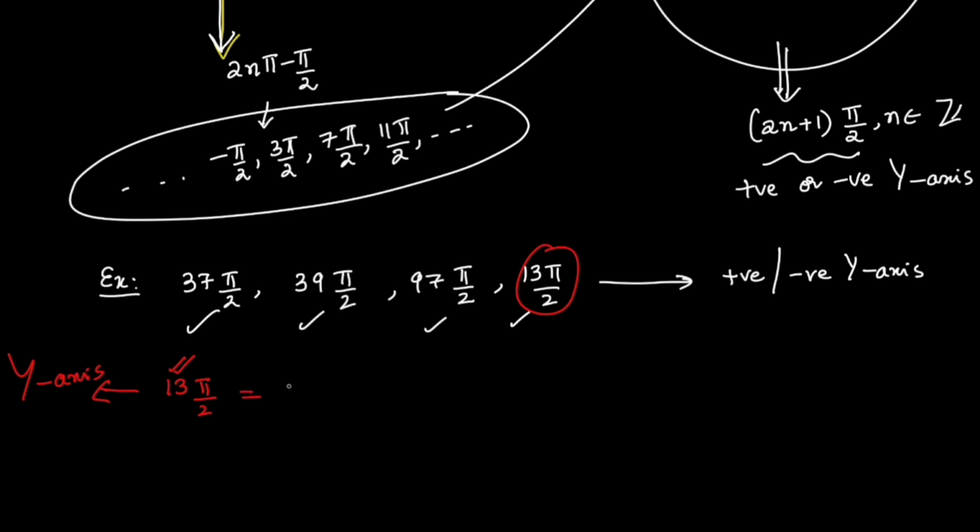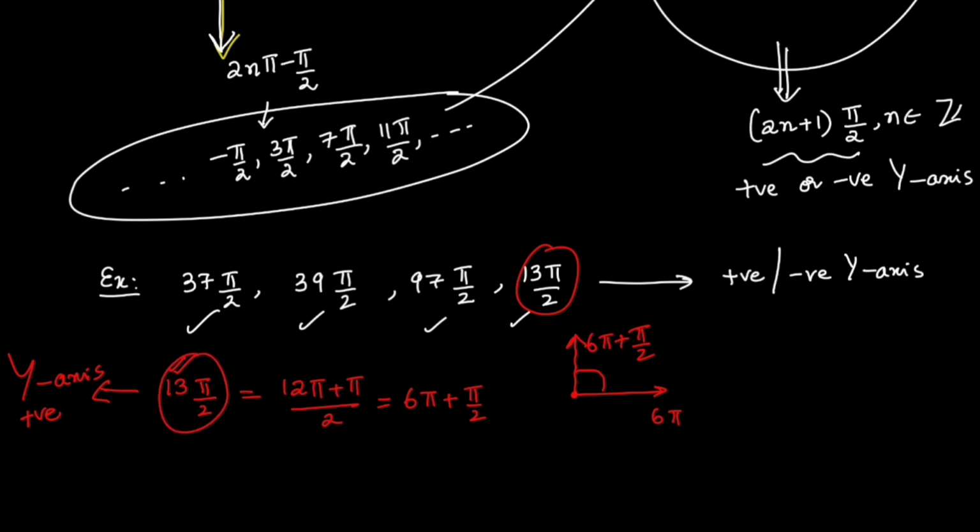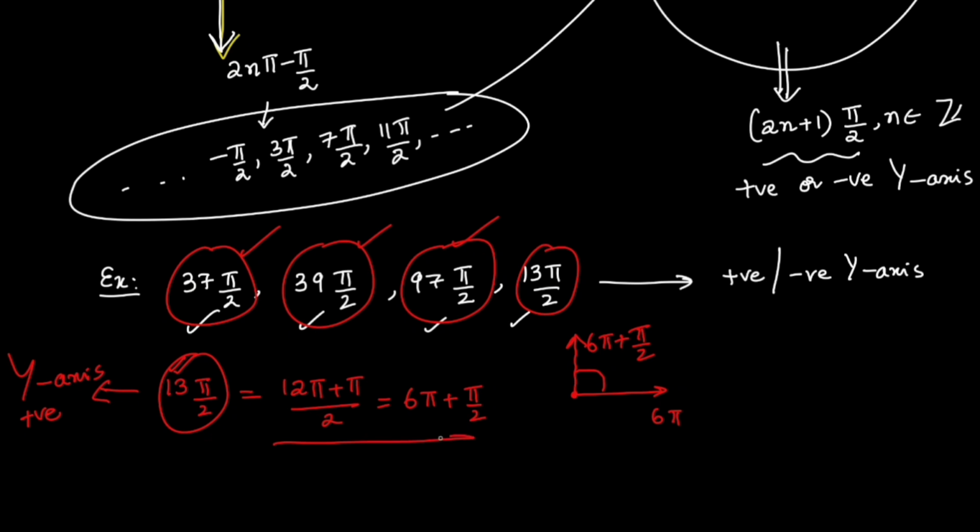Again, we follow the same strategy. We write 13 pi as 12 pi plus pi by 2, which is 6 pi plus pi by 2. 6 pi is an angle along an even multiple of pi, right? So 6 pi will be along the positive x-axis. 6 pi plus pi by 2 would be an angle along the positive y-axis. Now we know that this is an angle along the positive y-axis. The same is the case with these also. Definitely they will be along the y-axis, and whether along positive or not, we can check like this.